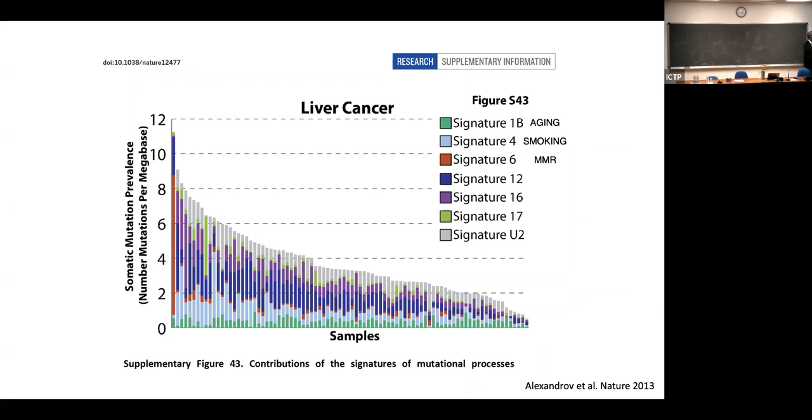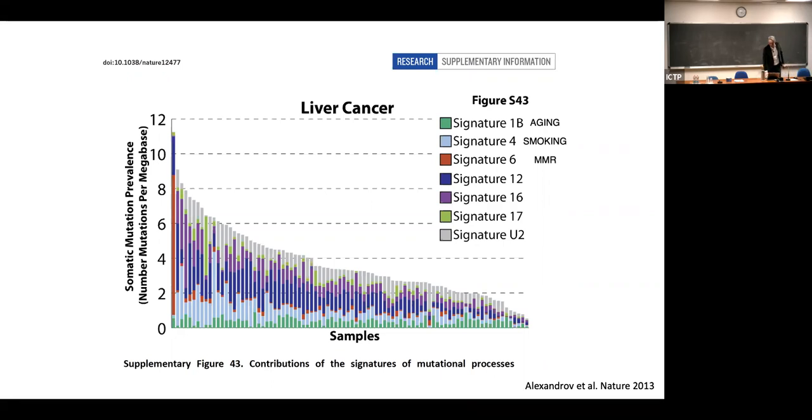Okay, so one problem is signature 1B is aging. So everyone has some age. Okay, that's good. That should be the case, right? But for example, everyone has this light blue color. Well, okay, one second. So you're telling me that every patient with liver cancer was a smoker or a second-hand smoker? That didn't seem very probable, okay? Even less probable, MMR, which is associated to mismatch repair mechanisms, you know, the third one, everyone has it, okay?